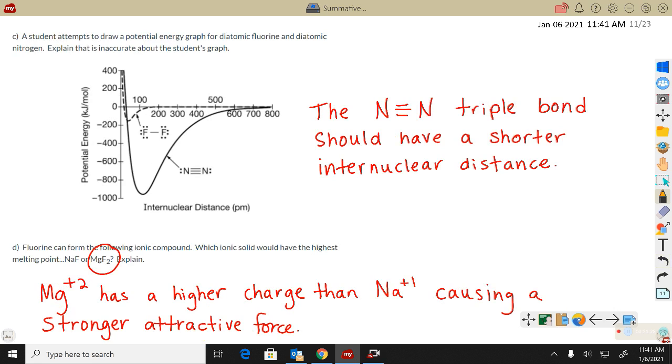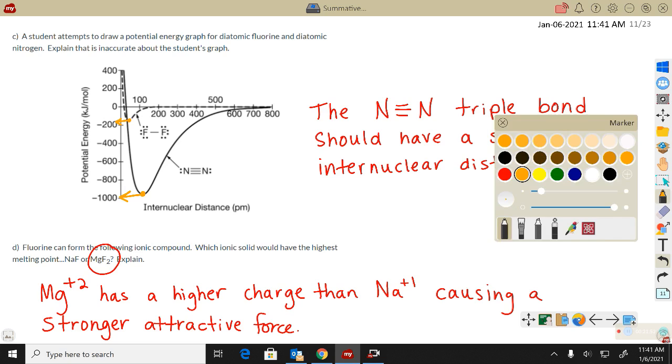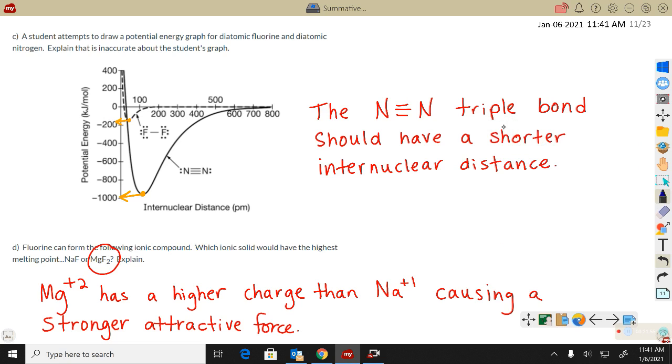Here was the other version of the graph that you could have seen. It was real similar. It was still the fluorine and the nitrogen. This time they do show the bond energy properly, and that, yeah, the bond energy of the triple bond should be higher than that of a single bond. But now my problem comes with the internuclear distance. That if I follow these up, whoa, that's kind of straight. If I follow them up, that nitrogen triple bond should have a shorter internuclear distance, or a shorter bond length.